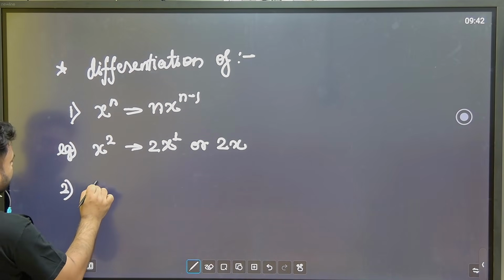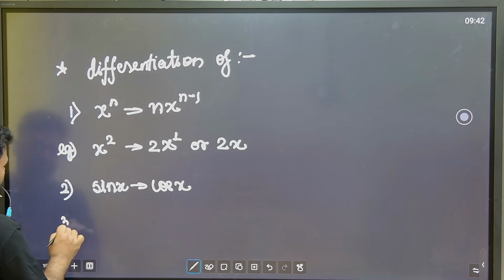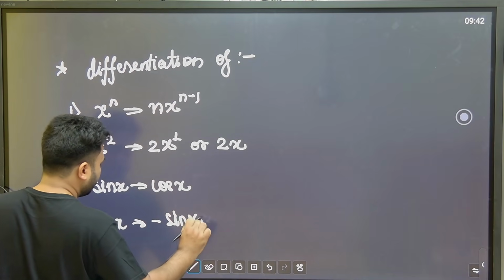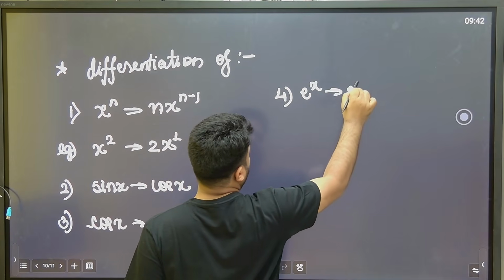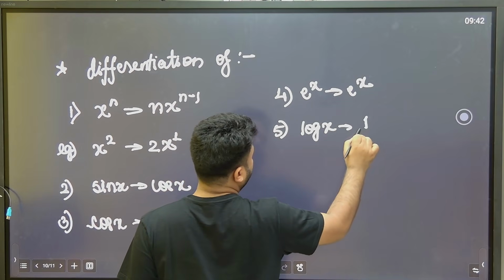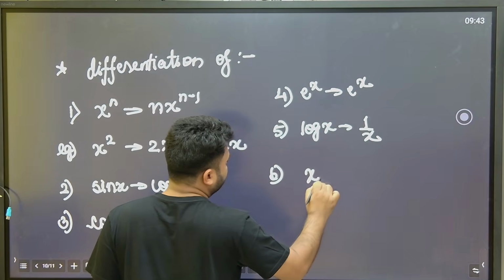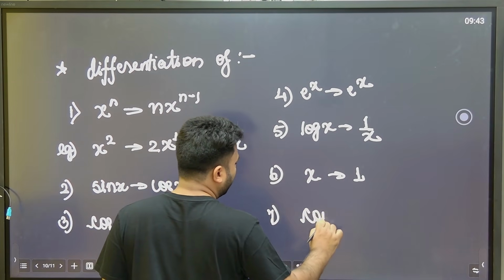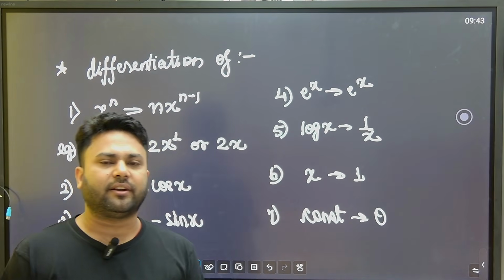Similarly, sin x differentiation, cos x. cos x differentiation minus sin x, e to the power x differentiation, e to the power x, log of x differentiation 1 by x, x differentiation 1, constant differentiation 0. I will take one example so that you better understand.